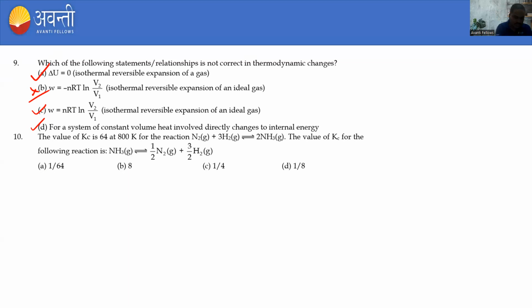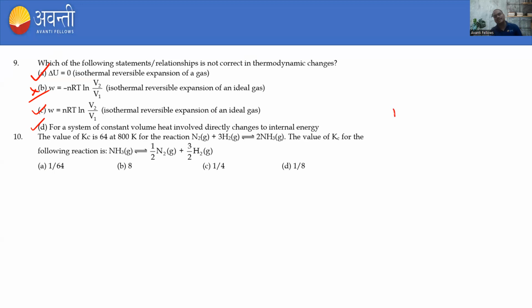Now, move to the next question. In this question they are asking basically that you need to calculate, right? What you need to calculate, beta, the value of Kc is given, right? The value of Kc is 64 at 800 Kelvin for this reaction. Now, what is the value of the Kc for the following reaction? So, in this, this is the reverse reaction.